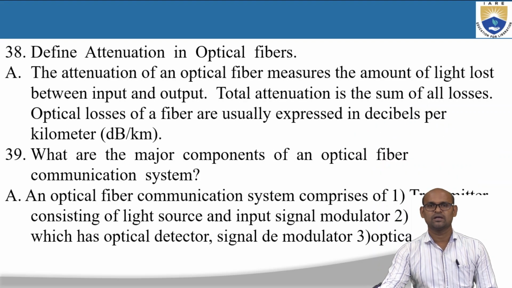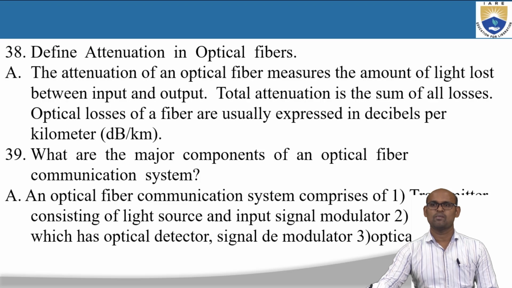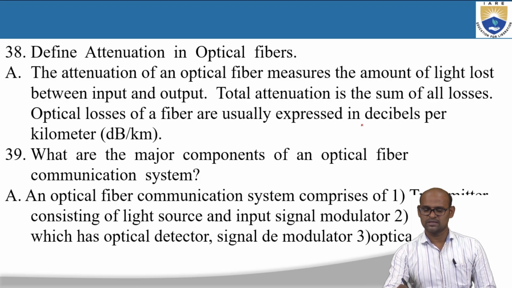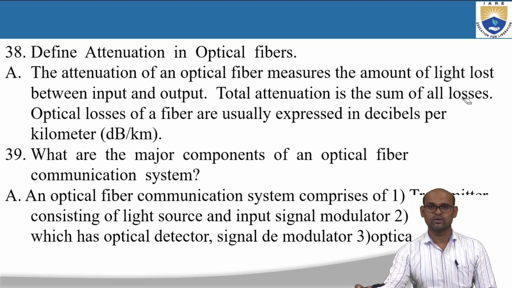Define attenuation in optical fiber. Attenuation of optical fiber measures the amount of light lost between the input and output. Total attenuation is the sum of all losses. Optical losses of a fiber are usually expressed in decibels per kilometer. dB is nothing but decibels. So we measure the attenuation or losses of signal in terms of decibels per kilometer.